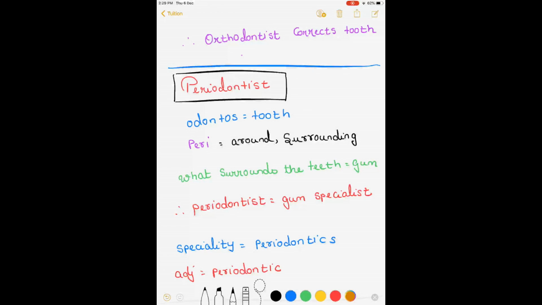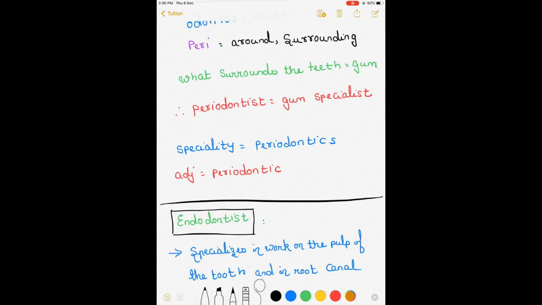Now, periodontist. What do you understand? You know that odontos means tooth. Now peri is something which means around, surrounding, periphery, if you remember. So peri means surrounding and odontos means tooth. So what surrounds the tooth? Or what surrounds the teeth? It's the gum. So what a periodontist is, he or she is a gum specialist. And the speciality is periodontics and the adjective is periodontic.